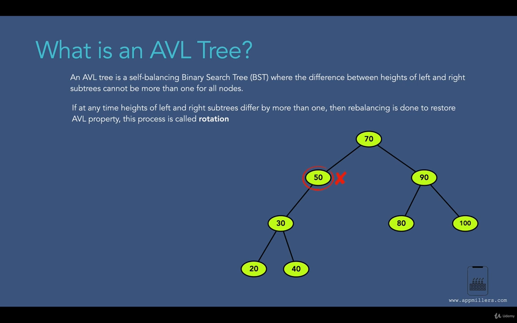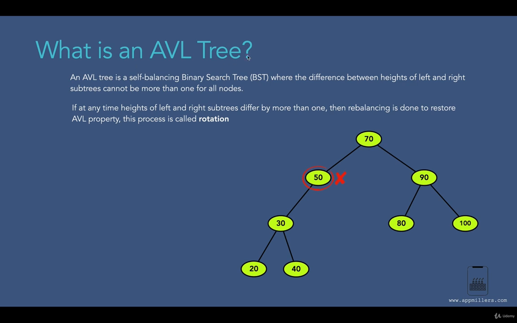So if at any node the heights of left and right subtrees differ by more than 1, then rebalancing is done to restore the AVL tree property, and this process is called rotation. We will learn how we can do rotation and get detailed information about rotations in our upcoming lecture. So for now you just need to know that whenever any node fails to follow the property of the AVL tree that we showed over here, rotation is needed for rebalancing and to make this unbalanced binary search tree balanced.